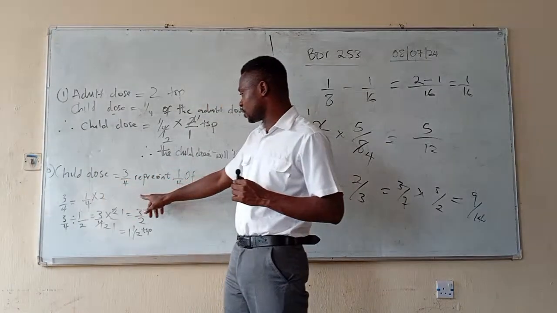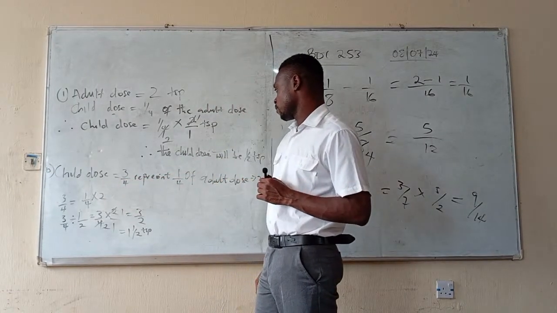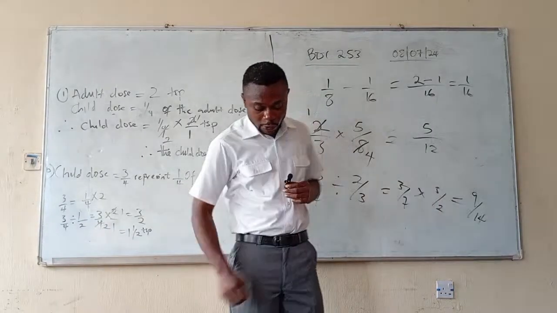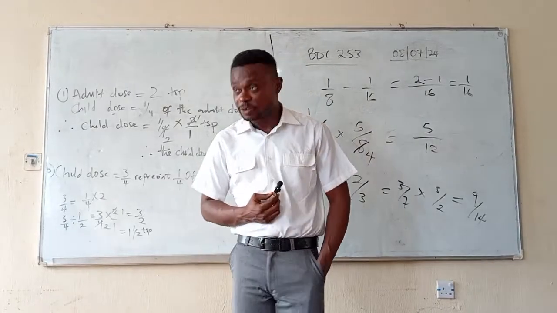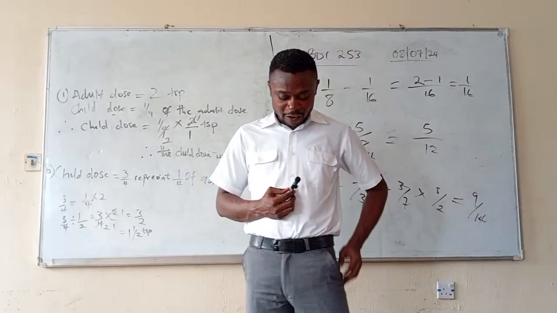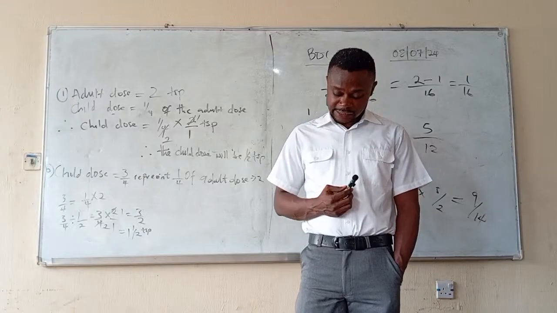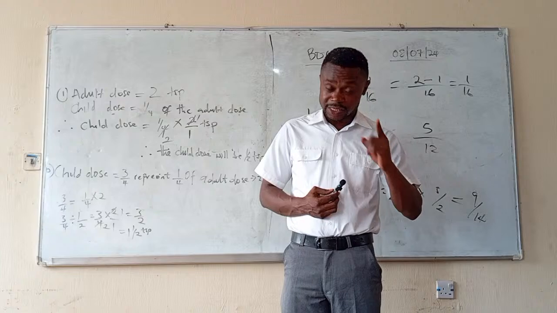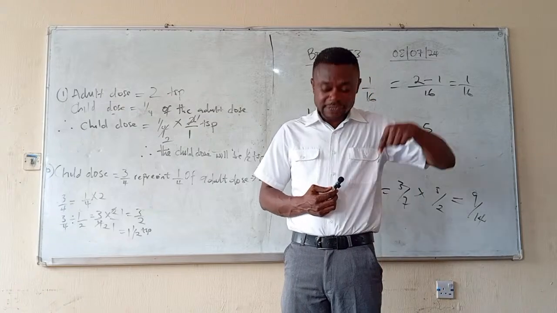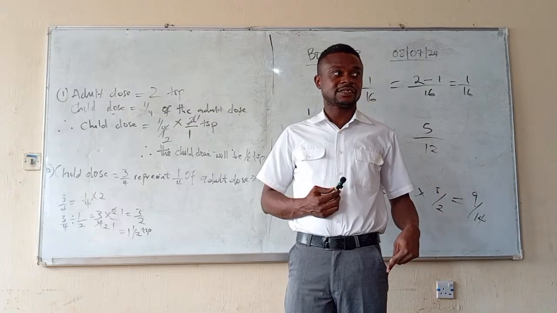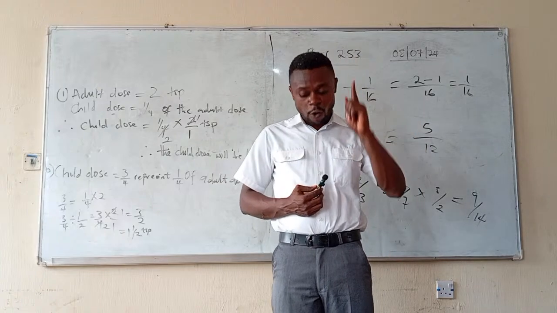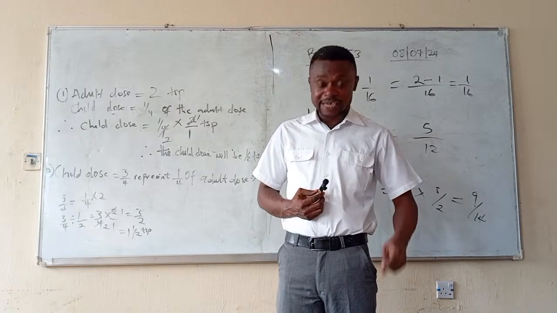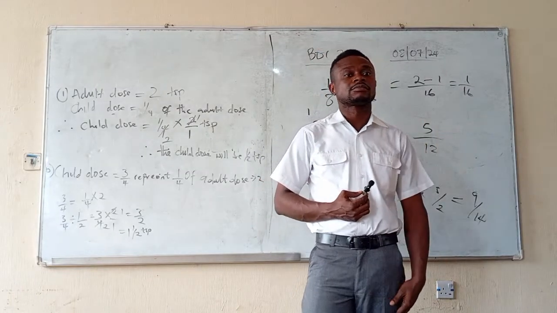The child dose is 3/4, which represents 1/4 of the adult dose. So what does the question say? If the child dose of a cough syrup is 3/4 TSP, that 3/4 TSP is equal to 1/4 of the adult dose. The question now says calculate the adult dose.